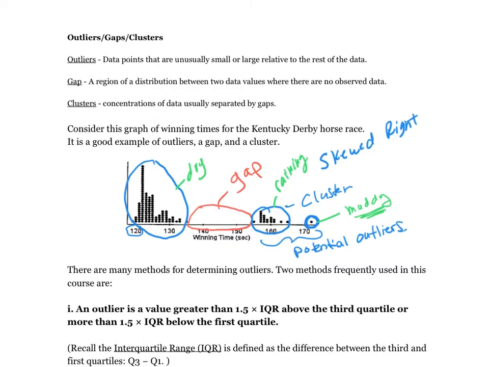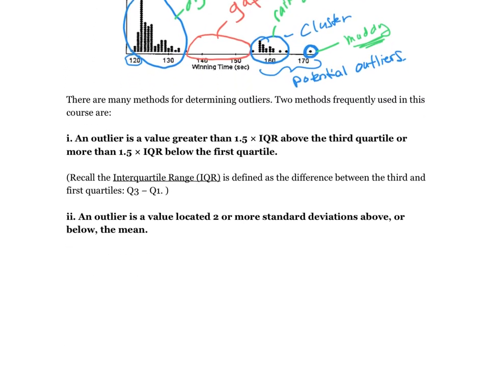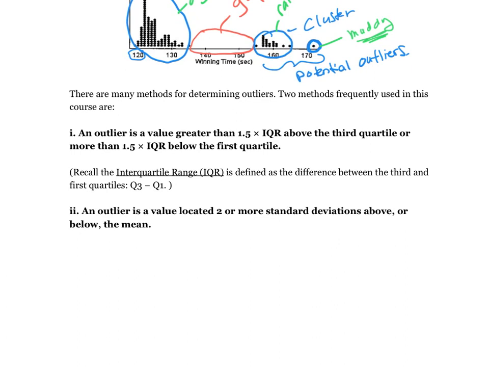Now, there are two methods for finding outliers, and these are the two most frequently used in this course. Method 1: an outlier is a value greater than 1.5 times the IQR above the third quartile, or more than 1.5 times the interquartile range below the first quartile. For that one, we would calculate the interquartile range and multiply it by 1.5. We would add it to the third quartile and subtract it from the first, and we would see if there are any values in our data that are outside of that range. We'll demonstrate that in a second.